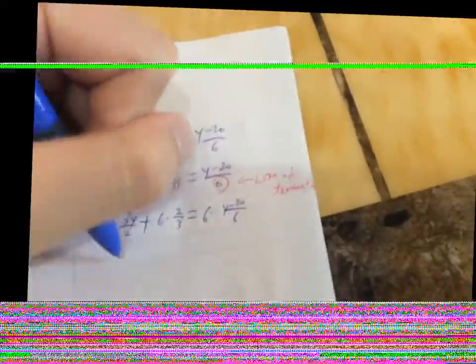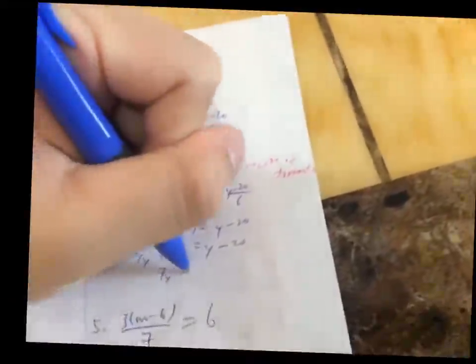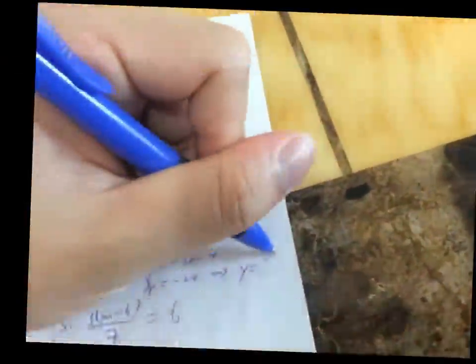Okay, and then this will be 3 times 3y plus 2 times 2 plus y minus 20. And then it will be 9y plus 4 equal to y minus 20. And then you can move the y to the left hand side, move the 4 to the right hand side. And it will be 8y equal to negative 24. And then you divide 8 for both sides, so y is negative 3.